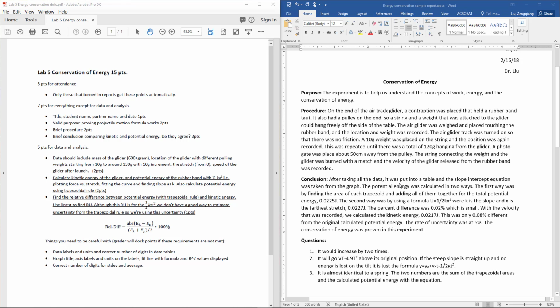"After taking all the data put together in a table, slope-intercept equation taken, potential energy calculated two ways. First way to find the area of each trapezoid." So this is too much for conclusion. This should be in the data and analysis. I won't take points off, but I'll remind the student the conclusion should be short, should be reflecting the purpose. "The second way of using this formula, you got that number, a percent difference with this."